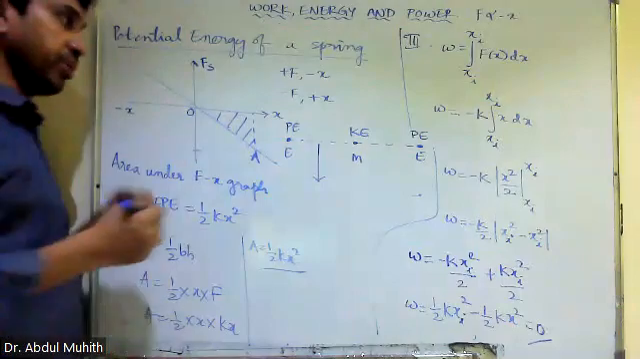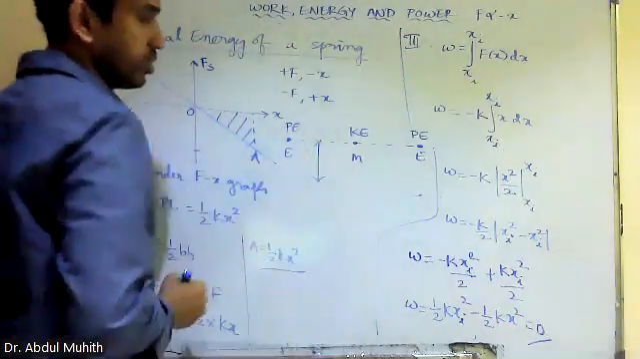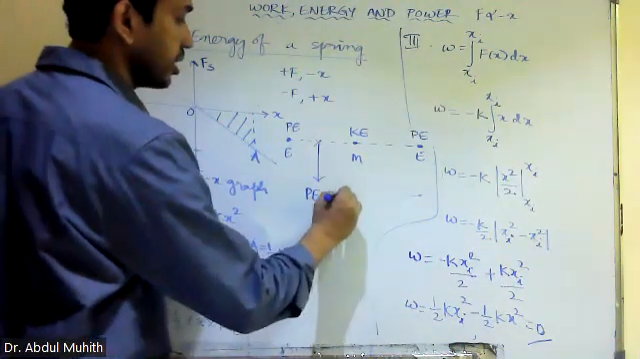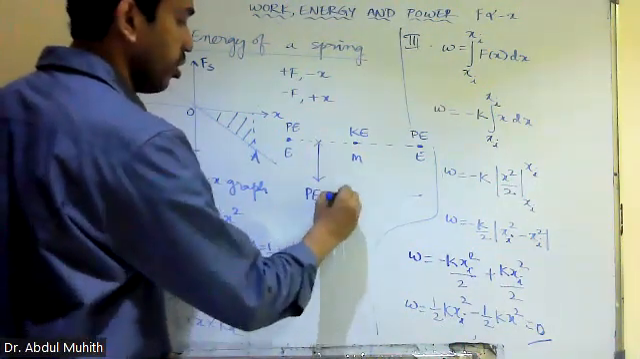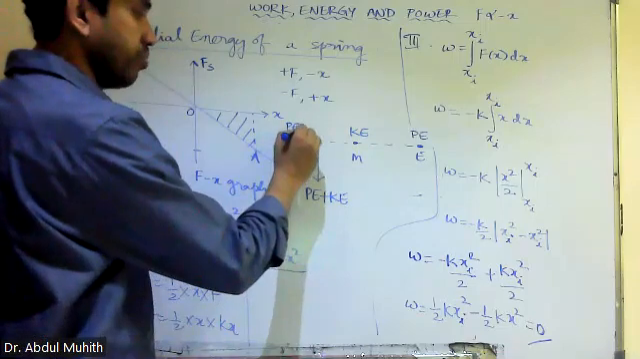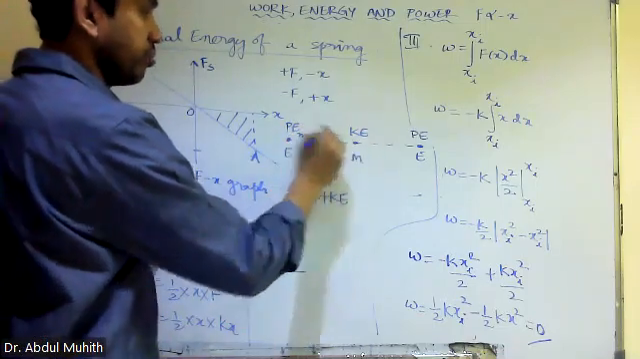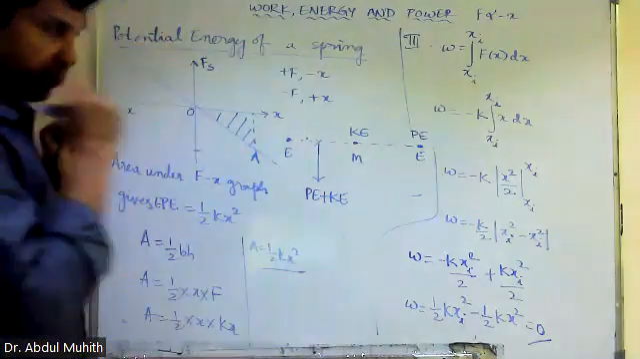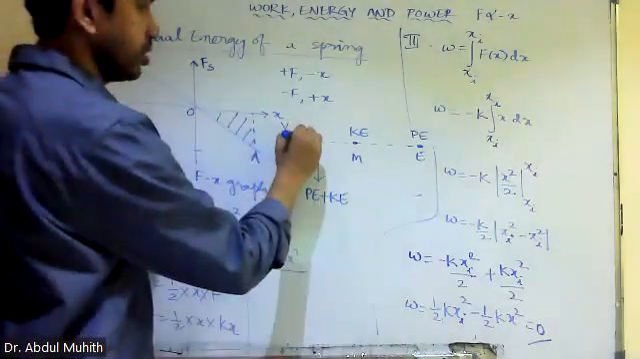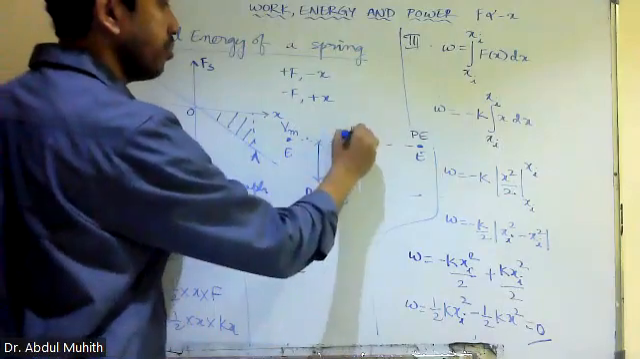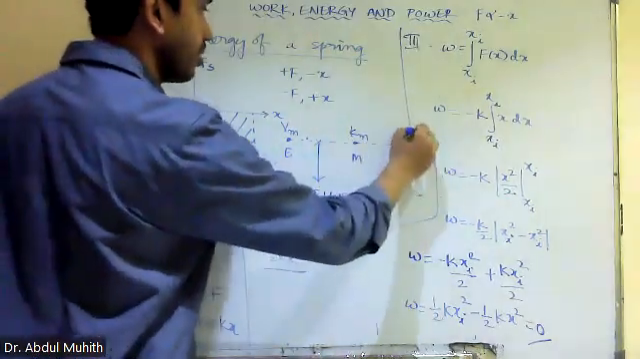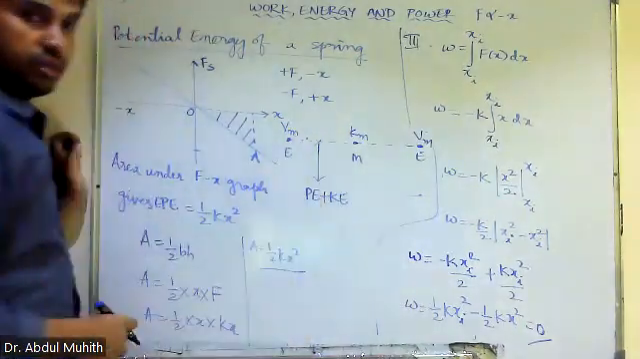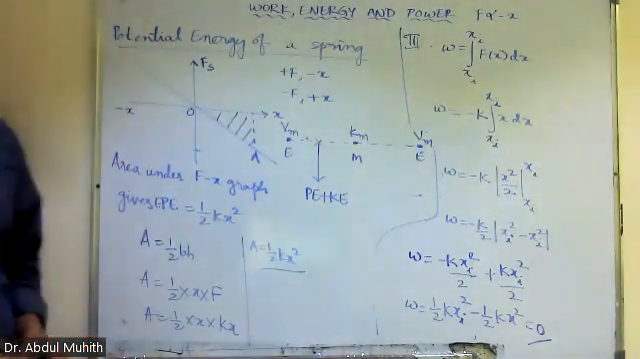But somewhere in between, it has both potential energy and kinetic energy at the same time, not the maximum. Here, at the extreme, maximum potential energy, so instead of writing maximum potential energy, I am writing Vm. Here I write Km, maximum kinetic energy. Again here Vm, maximum potential energy. Somewhere in between, it has both potential and kinetic energy at the same time.